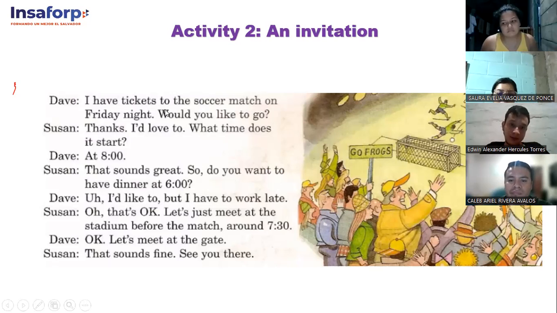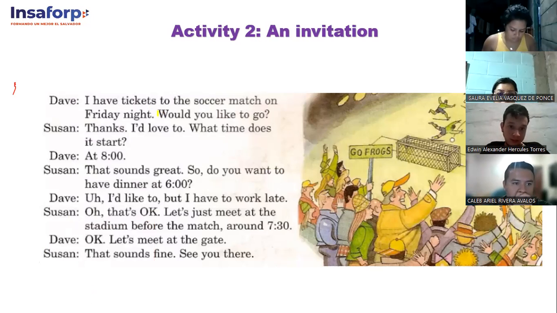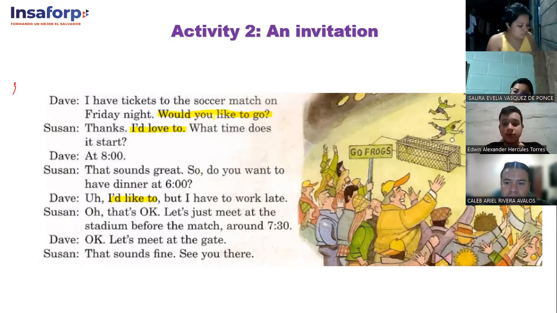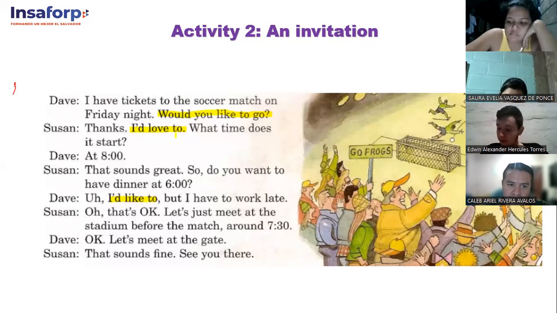Okay, so as you notice here, we have the question, the invitation is here. Would you like to go? The answer, I love to. Do you want to have dinner? I like to, but I have to work. So to make an invitation, we use would. Would you like? ¿Te gustaría? Would you like to go? ¿Te gustaría ir? And I'd is the contraction of I would. Aquí dice, I would love to, me encantaría.